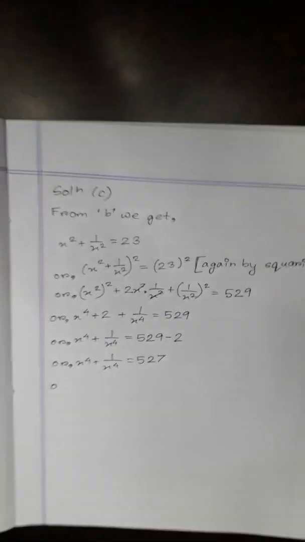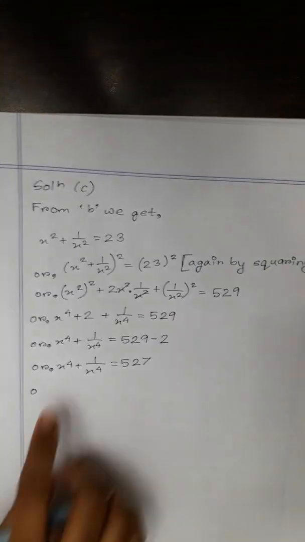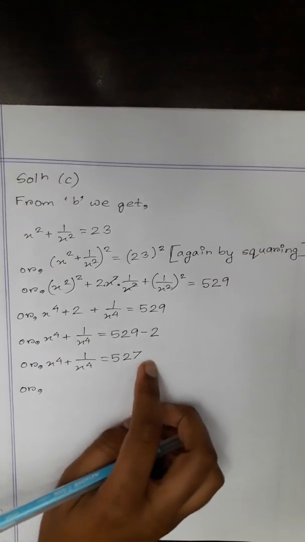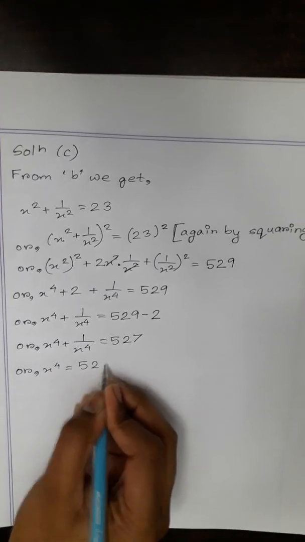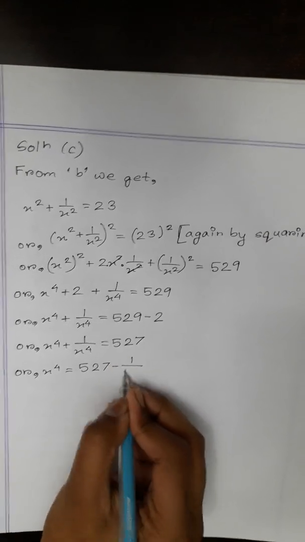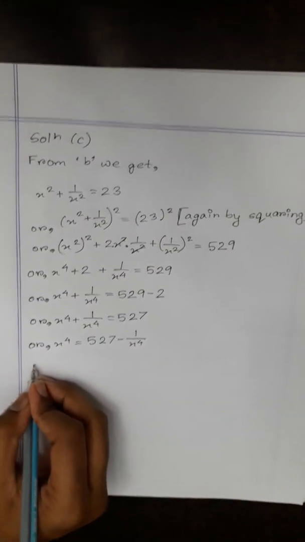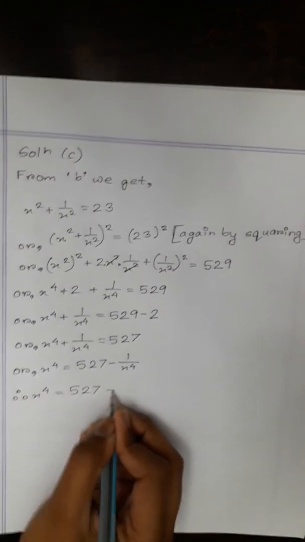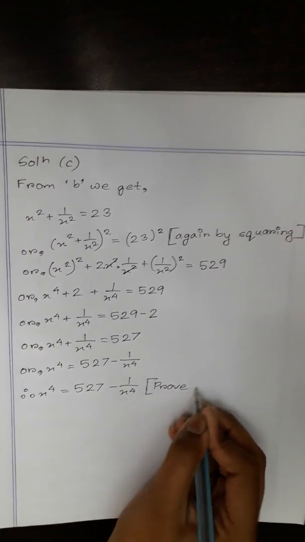Now, as we have to find out the value of x to the power 4, we take this portion to the other side, and it must be minus because the sign will be changed. So x to the power 4 is equal to 527 minus 1/x to the power 4. So finally we got our final answer. Now we have to write proved. Again, let's write: equal to 527 minus 1/x to the power 4. Proved.